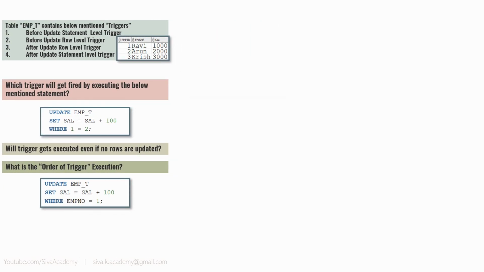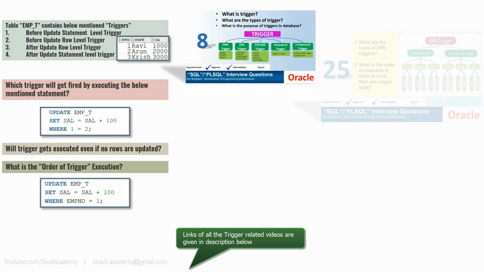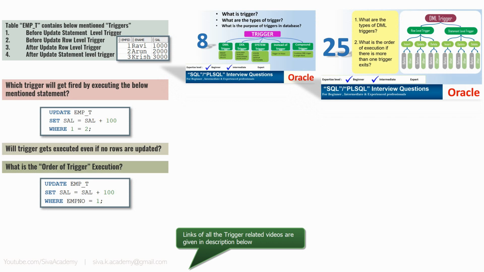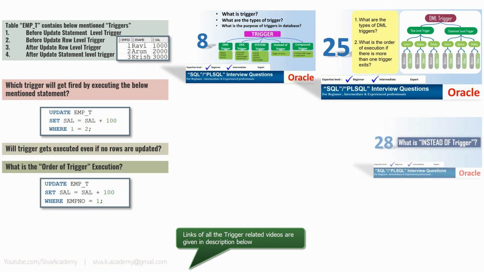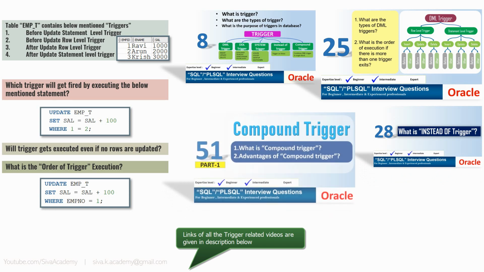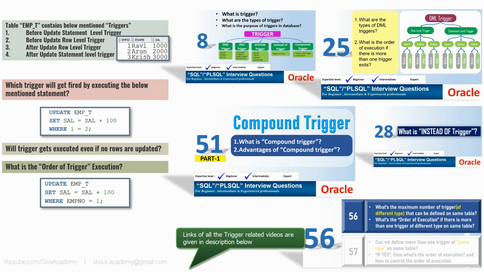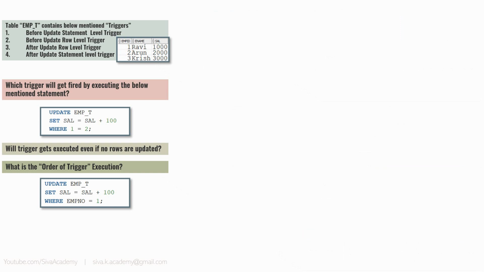But before that, since all these questions are related to triggers, if you want to know the basics of triggers and the types of triggers, I would suggest you watch these videos. This video gives basic information about what a trigger is and what the types of triggers are. This video covers the types of DML triggers. This video gives the basic information about what an instead of trigger is. If you want to understand compound triggers, you can look into this video. There are already a few trigger related videos which I have covered. With this, let us start a small demo to understand the answers to all these questions.